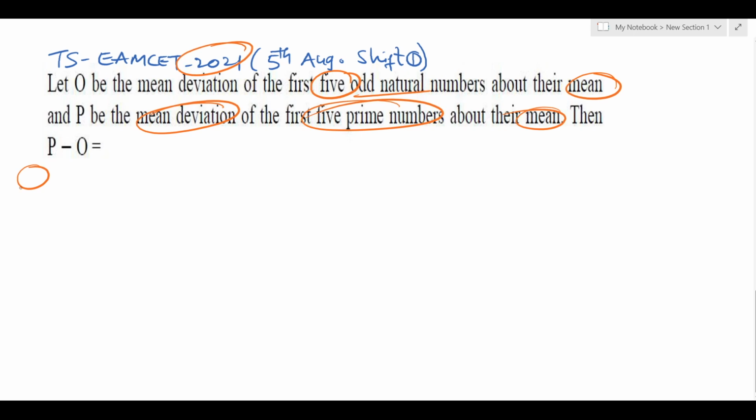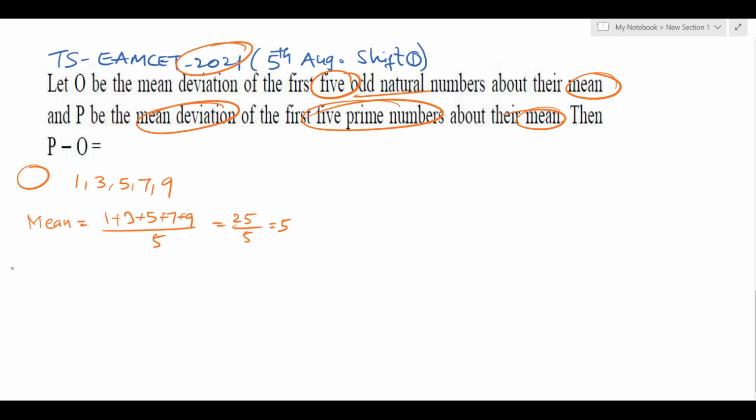Here O is given, that is O is the mean deviation of the first 5 odd natural numbers. So the first 5 odd natural numbers are 1, 3, 5, 7, 9. First we find the mean. Mean is equal to 1 plus 3 plus 5 plus 7 plus 9 by 5. This is 1 plus 3 is 4, plus 5 is 9, plus 7 is 16, plus 9 is 25, by 5, that is equal to 5.